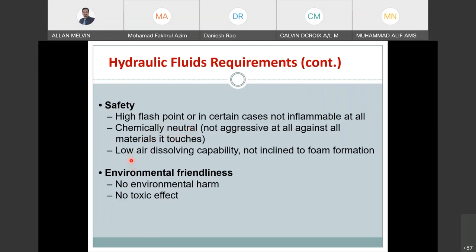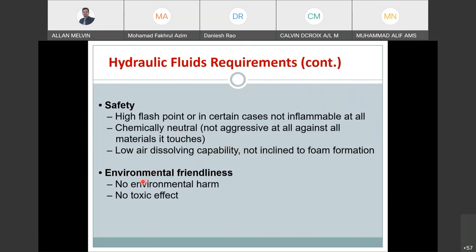Okay, then another safety: low air dissolving capability, not inclined to foam formation. If low dissolving capability, it will cause air bubbles. The air bubbles, if not controlled properly, will start to form foam. Foam means buih. The air bubbles will become foam. So it will be harmful. We will see this later.